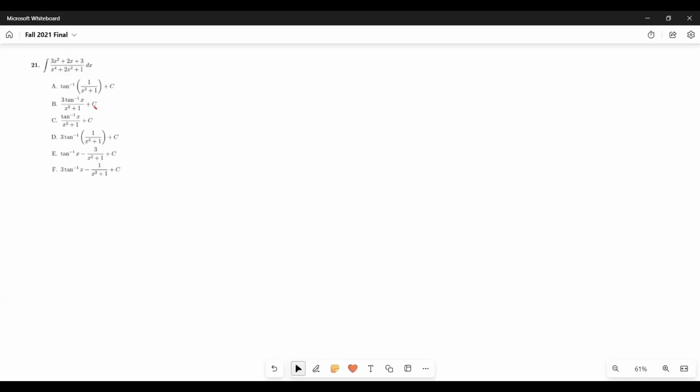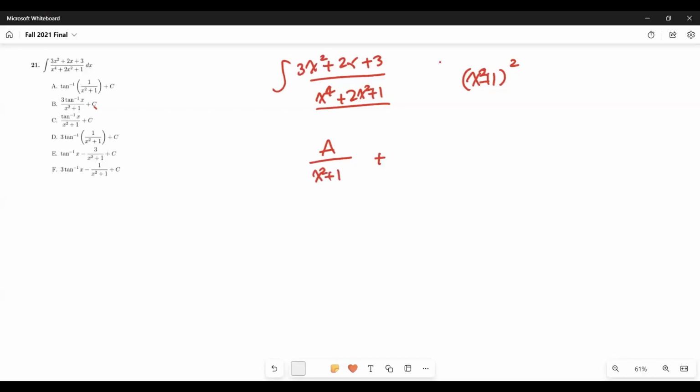Okay, this question asks to integrate that. So this is a partial fraction decomposition question. So 3x squared plus 2x plus 3 over x to the fourth plus 2x squared plus 1. The denominator can be written as x squared plus 1, squared, right? So you can write this as A over x squared plus 1 plus, because it's x squared, the partial fraction decomposition makes the numerator power 1 less, so Ax plus B, and then the square value, x squared plus 1 squared.